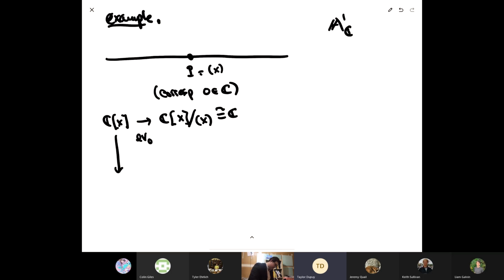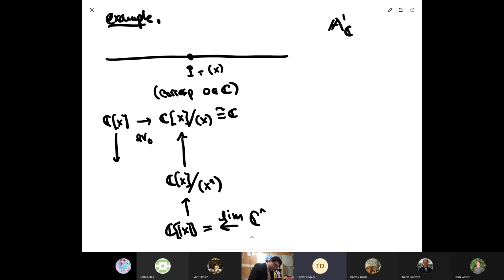So let me draw, let's see. Okay, so we had these nilpotent thickenings. So we had things like, here, let's do it like this, C[x] mod x^n. These things fit into a big tower here. So this is the power series ring, right? This is the inverse limit of these things.